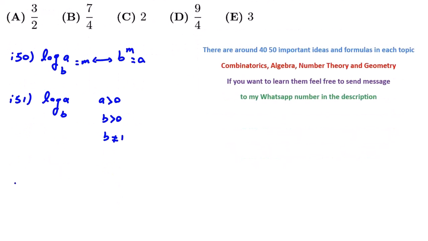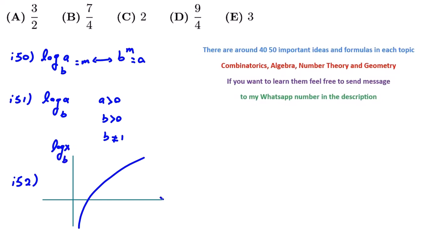And idea 52: the graph of logarithm. If you want to draw it, this is log x to the base b, this is x, this is 1, for the case that b is greater than 1. And if b is from 0 to 1, we said b has to be positive, it will be something like this, with a vertical asymptote here. b greater than 0, less than 1. Okay, idea 52 was this.